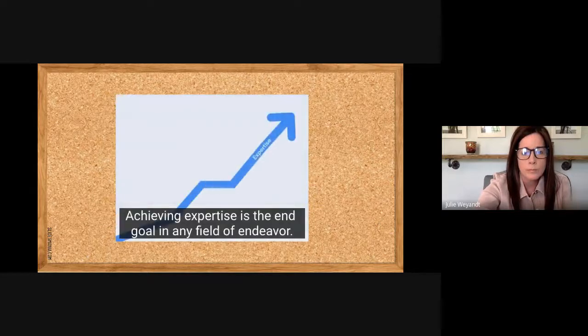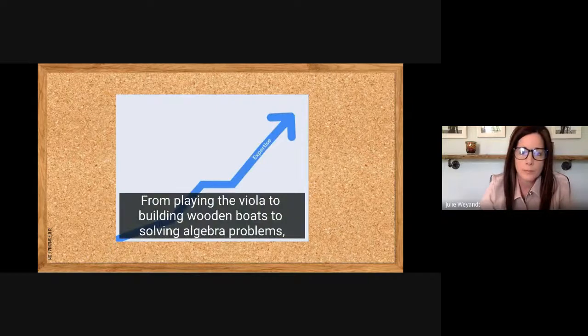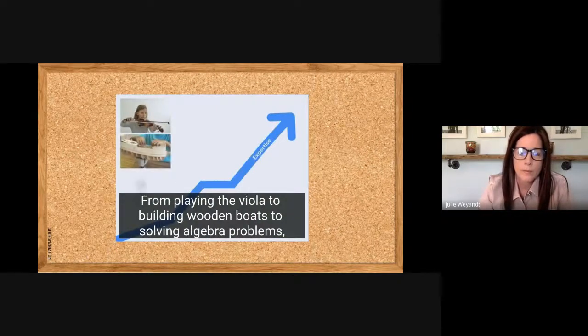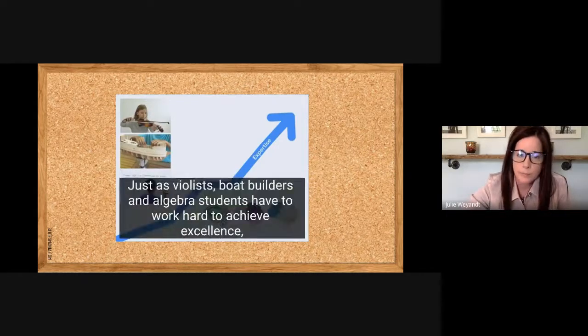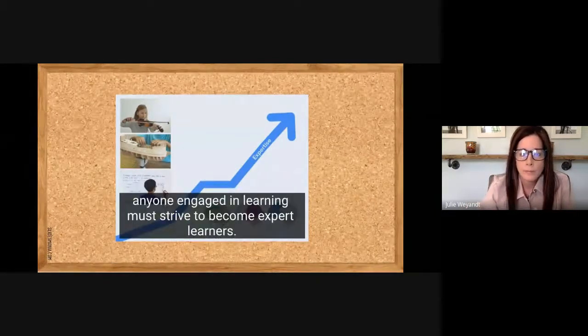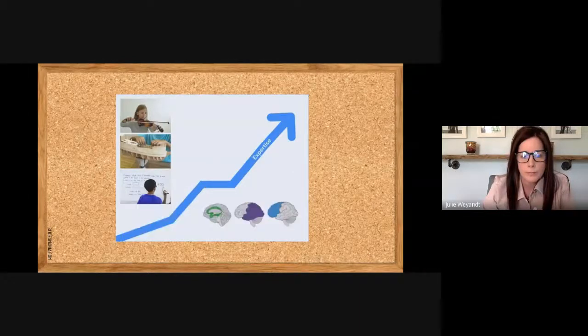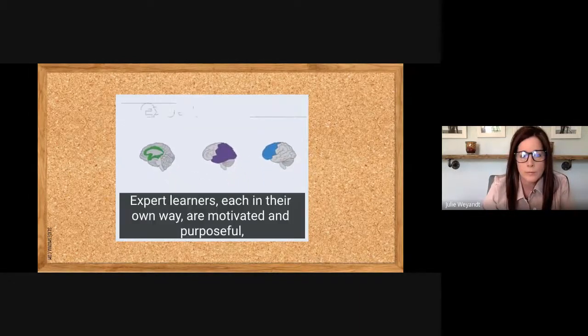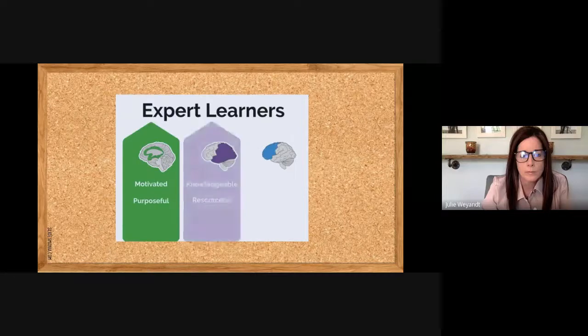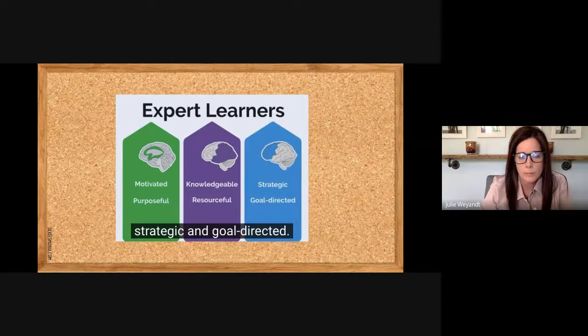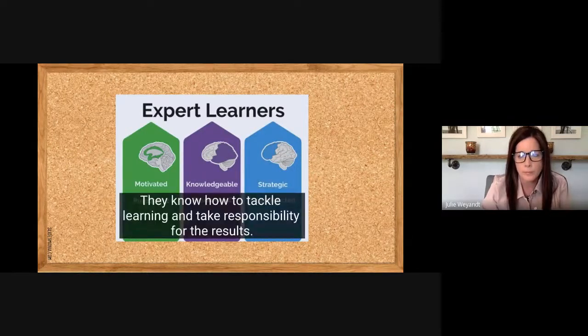Achieving expertise is the end goal in any field of endeavor, from playing the viola to building wooden boats to solving algebra problems. Learning itself is no different. Just as violists, boat builders, and algebra students have to work hard to achieve excellence, anyone engaged in learning must strive to become expert learners. Expert learners, each in their own way, are motivated and purposeful, knowledgeable and resourceful, strategic and goal-directed. They know how to tackle learning and take responsibility for the results.